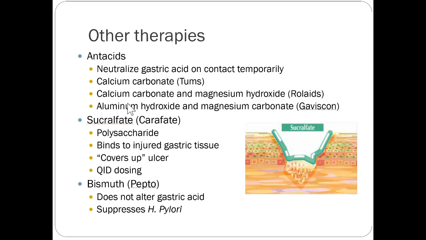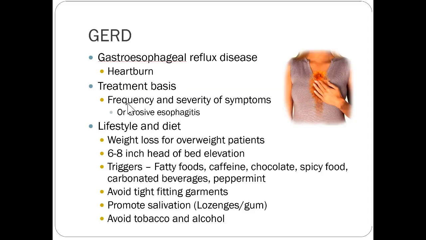Sucralfate or Carafate is a polysaccharide. It basically coats injured gastric tissue and kind of covers up the ulcer and helps it heal. So you might see this used in patients who have active ulcerations. Pepto, we talked about this, doesn't really alter gastric acid, but it does suppress H. pylori function a little bit, and so that can help with that particular component. Otherwise, that's pretty much it.